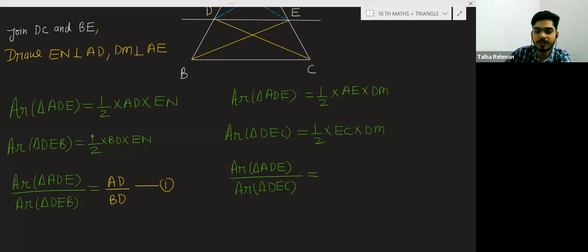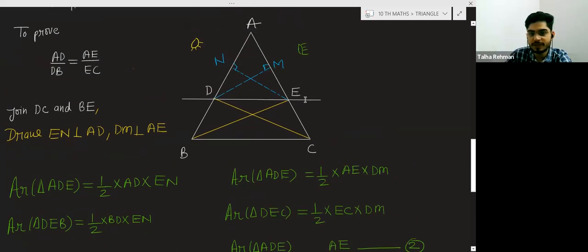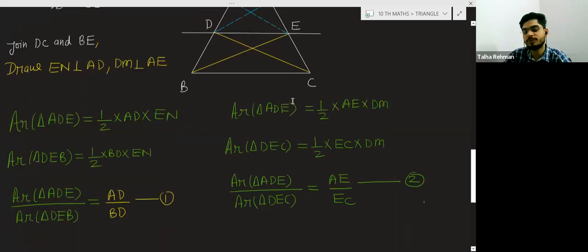So again here, when you divide this by this, half and half will be cancelled out, and DM and DM will be cancelled out. So you will have AE by EC. Suppose this is equation number 2. Now what we will do? Actually, we want to prove this, AD by BD equals AE by EC. This we want to prove.